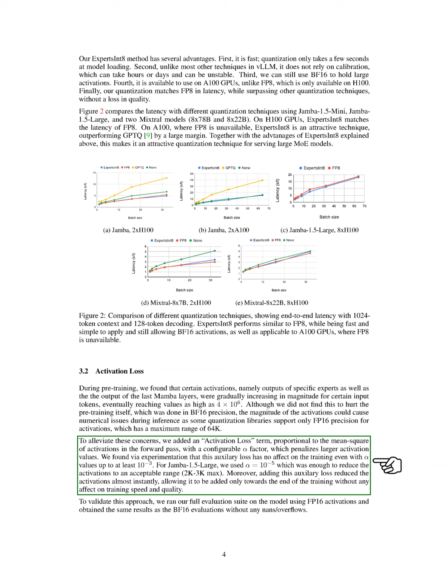Our experiments showed that this auxiliary loss did not affect training, even with values up to 25. For Jamba 1.5 large, we set the factor to 26, which effectively reduced the activations to a more manageable range of 2,000 to 3,000. Additionally, this auxiliary loss quickly lowered the activations, allowing us to implement it towards the end of training without impacting speed or quality.